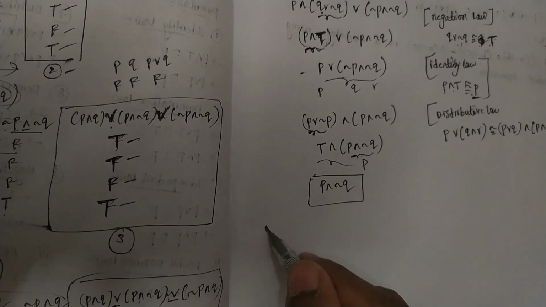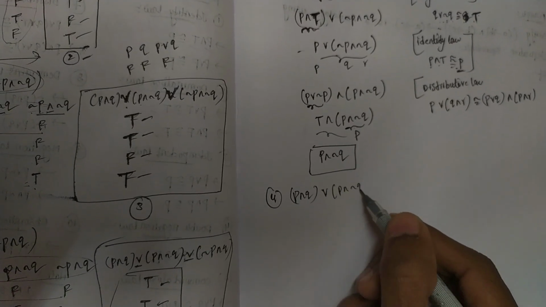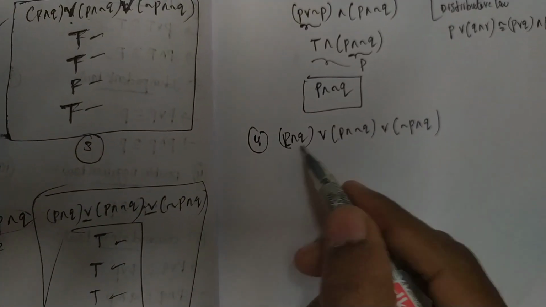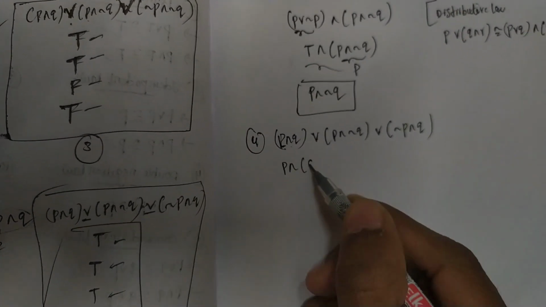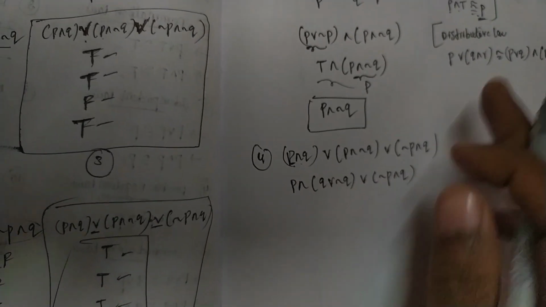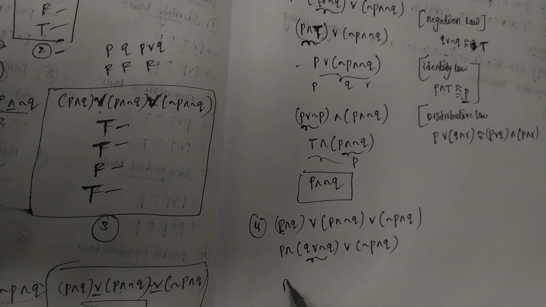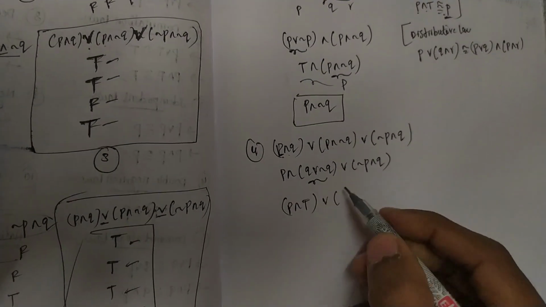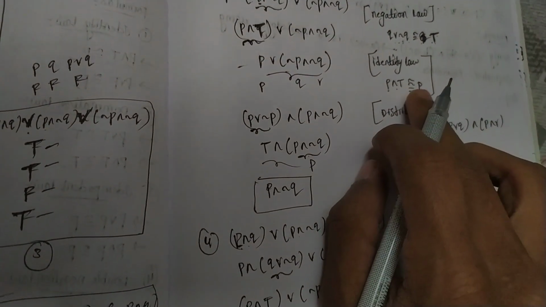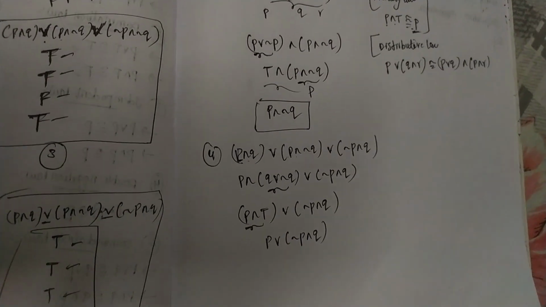Coming to the fourth one, that is P and Q or P and negation Q or negation P and Q. Same as before, P is common in these two, so take P as common, and Q or negation Q or negation P and Q. Same as the third one, here Q or negation Q is in the form of the negation law. So in this place we write P and T or negation P and Q. Here P and T is in the form of the identity law, you can see. So in this place we substitute P or negation P and Q.